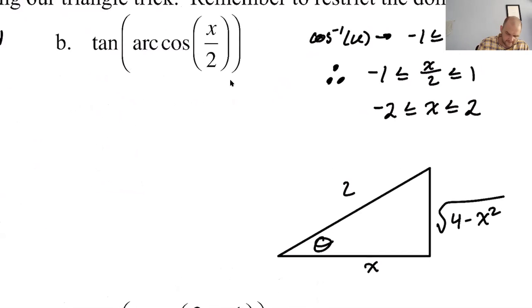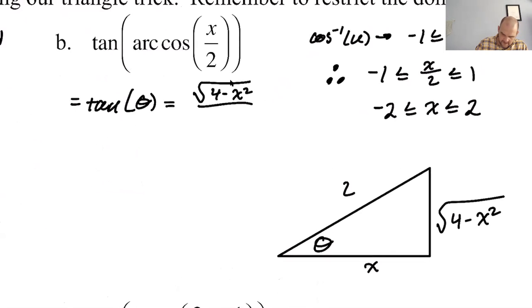So I need tangent. Tan of theta is going to be radical 4 minus x squared over x. There's an issue here, because the biggest domain I could possibly have was -2 to 2. But when I did the actual problem, x ends up in the denominator. You can't divide by 0. So my domain is -2 to 2, but x cannot be 0. So I have to account for that.